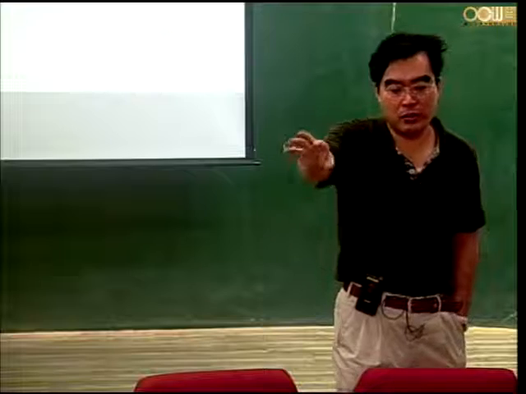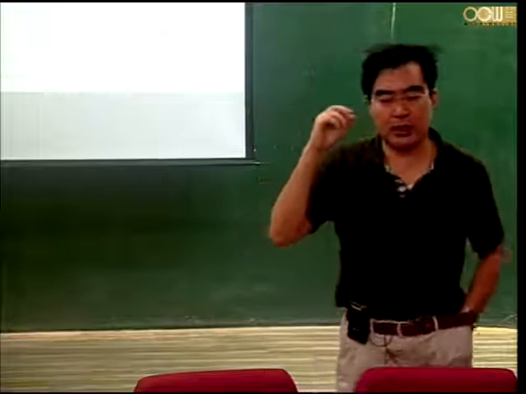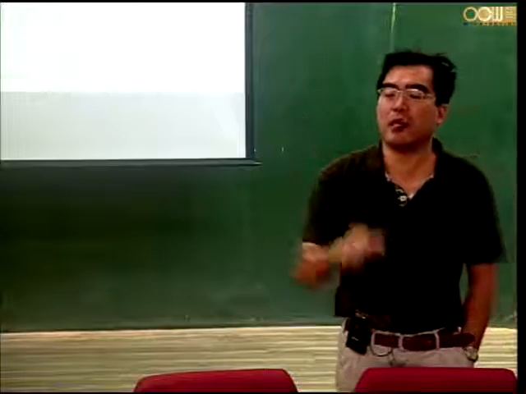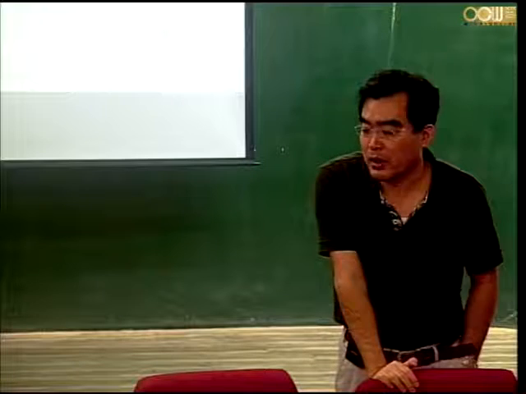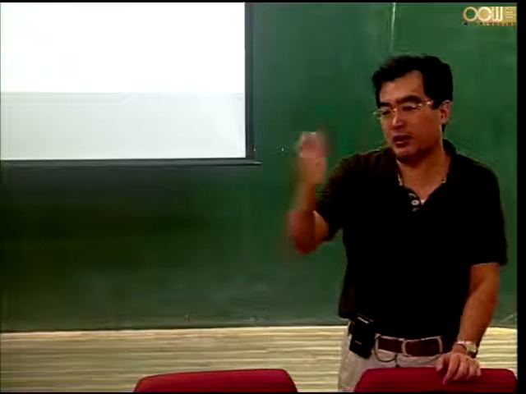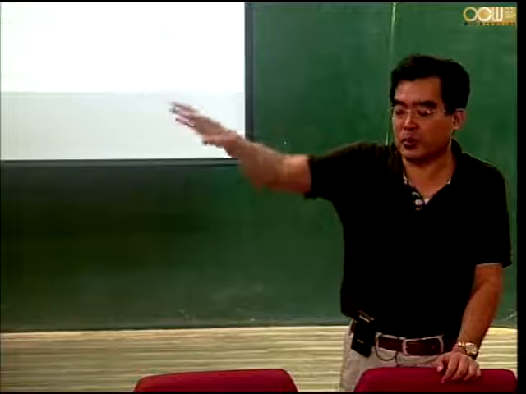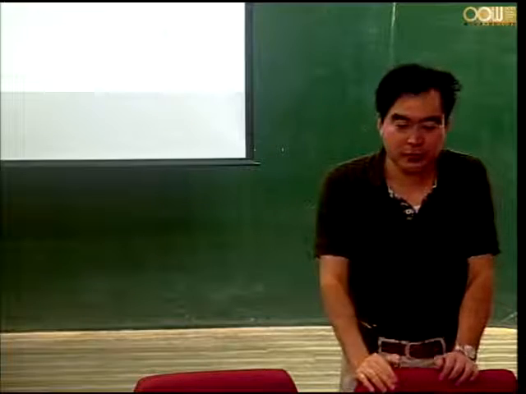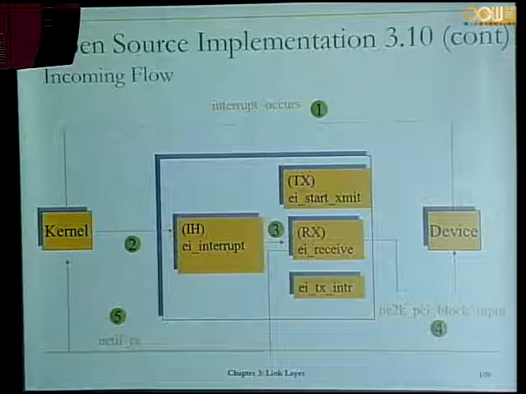However, for the transmit, you just need 1 interrupt, because the interrupt is telling you the frame has been transferred, has been DMA'd, and also transmitted successfully. So you just need 1 interrupt. So that's the difference between these 2.